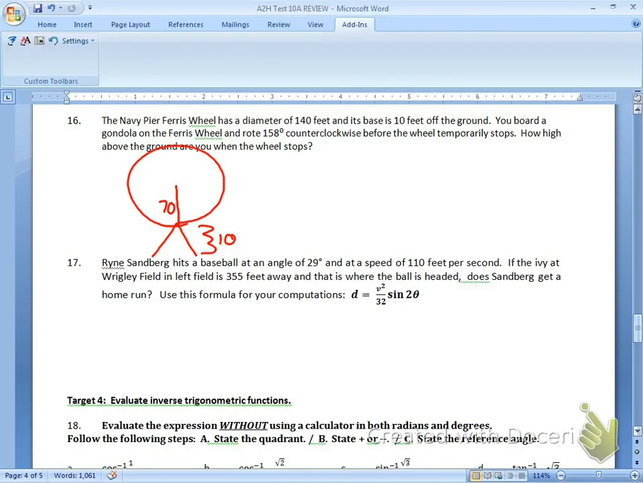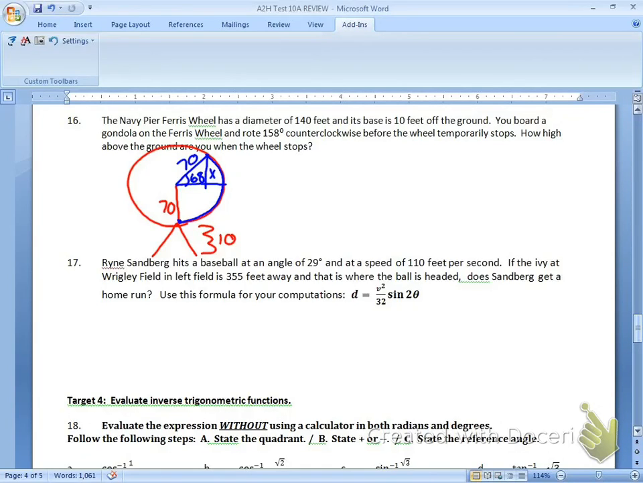Now, we are going to load the Ferris wheel at the bottom here, and then we're going to go counterclockwise 158 degrees. So here's 90 degrees, and then we're going to get up here. This here is 70, that's our radius. We need to find our angle here, and our angle there is 68 degrees. And then we want to find the x. We want to find out the actual height that we have gone in that section of the circle.